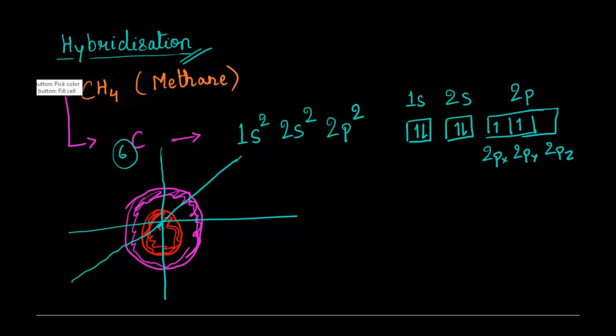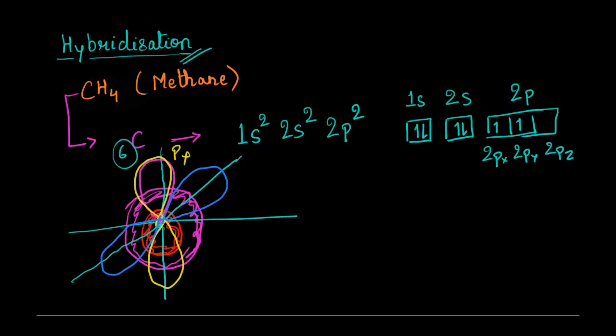So how will my p orbitals look? Let me take some other color. This will be my px orbital. This will be my pz orbital. And the last one will be my py orbital.